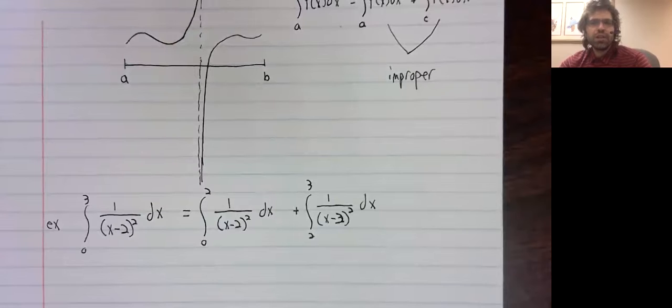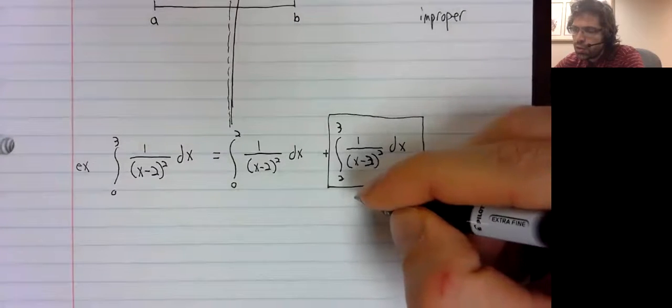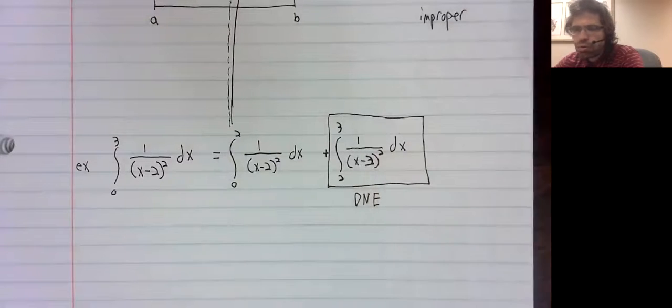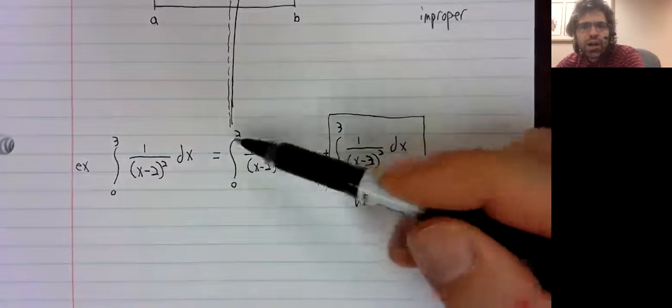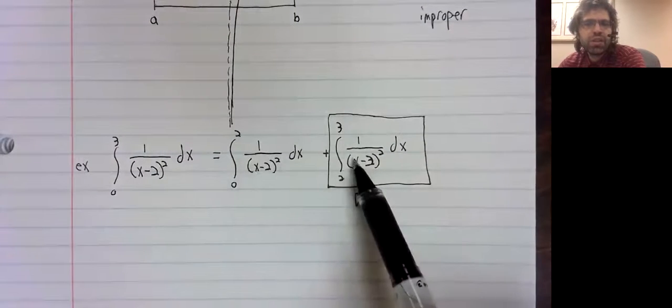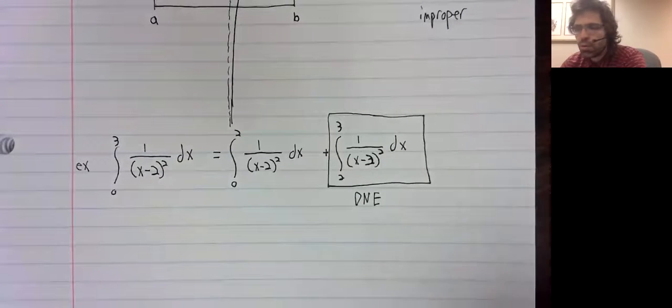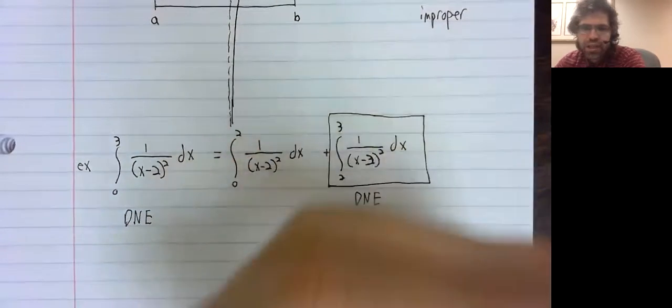Well, if you've been watching these videos in the order they appear on our Sakai page, we've already done one of these. Let me remind myself which. This one. And this integral ended up diverging. It does not exist. So we don't need to waste our time asking about this integral. For this to be defined, both of these have to be finite numbers. If this isn't defined, then neither is this.